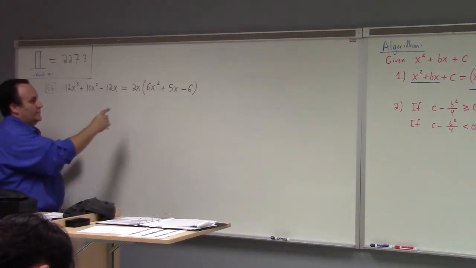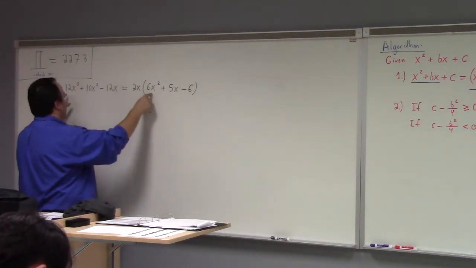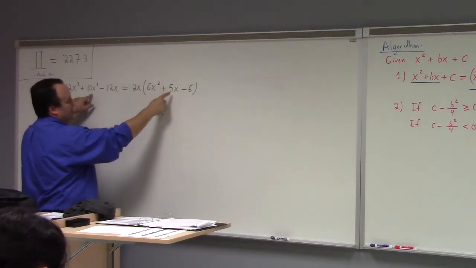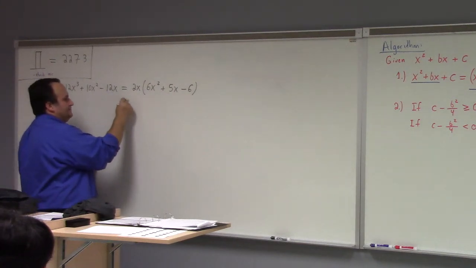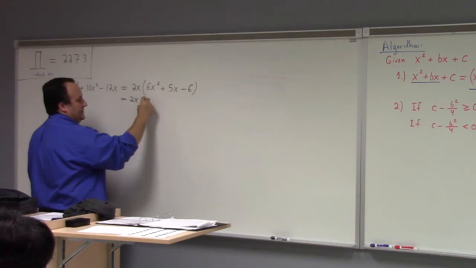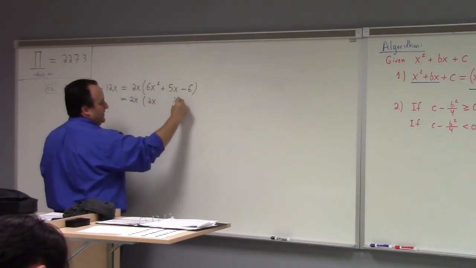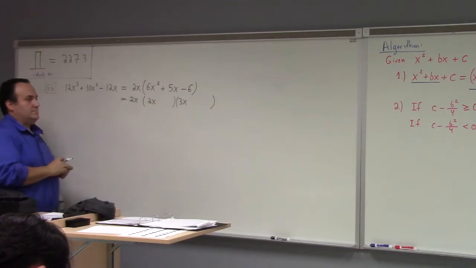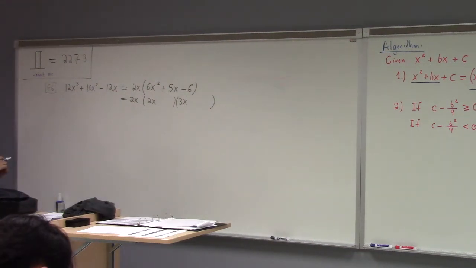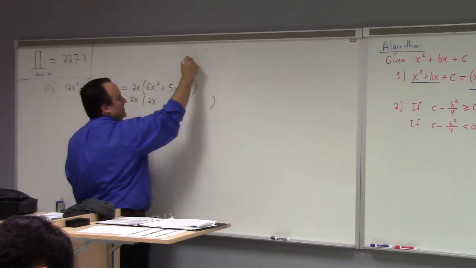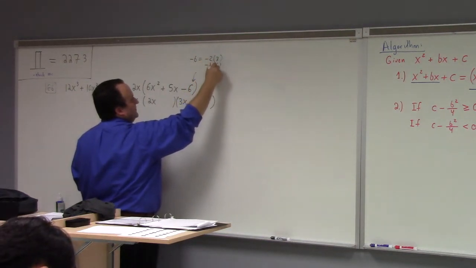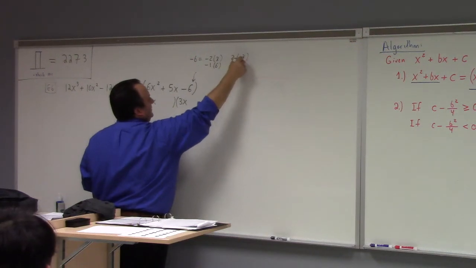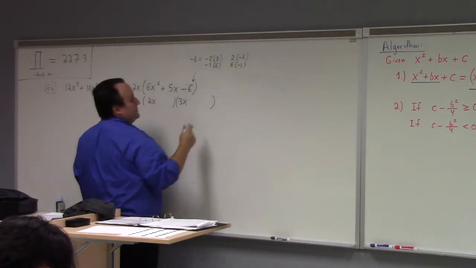Now just check. To check, I multiply these things back out, right? I get my 12x cubed, 2x times 5x is 10x squared, 2x times minus 6 is minus 12x. And then I've got to factor this, all right? So I'm going to put a 2x here, I'm going to put a 3x there. I've got to get a minus 6, so I need either minus 2 times 3, or minus 1 times 6, or 2 times minus 3, or 6 times minus 1, right?